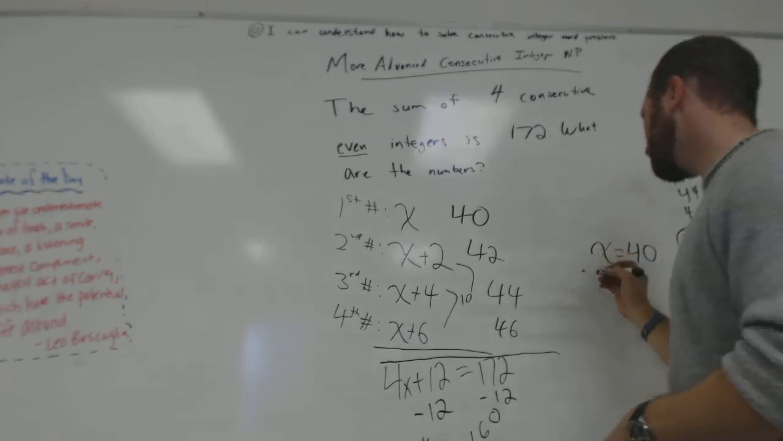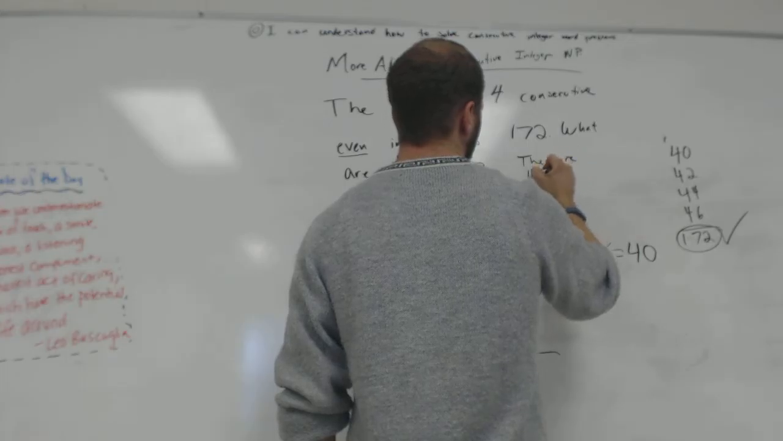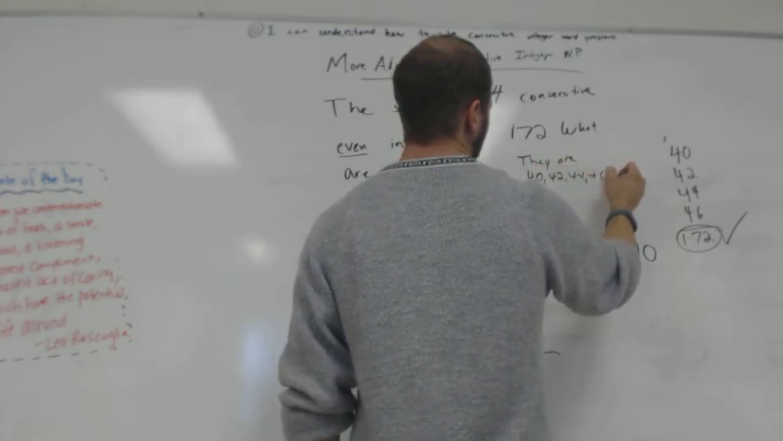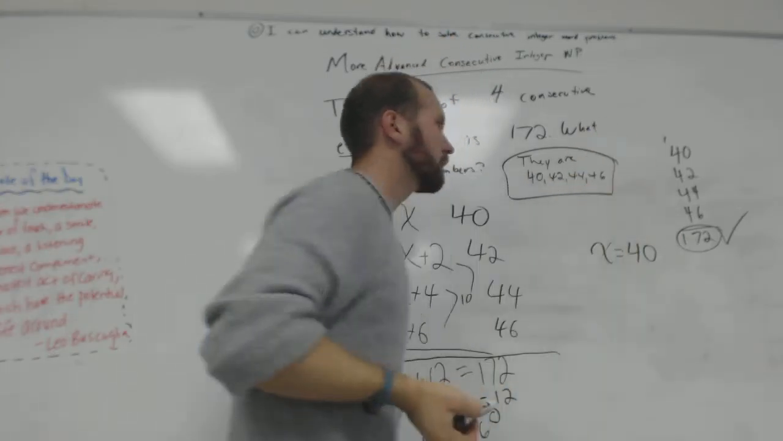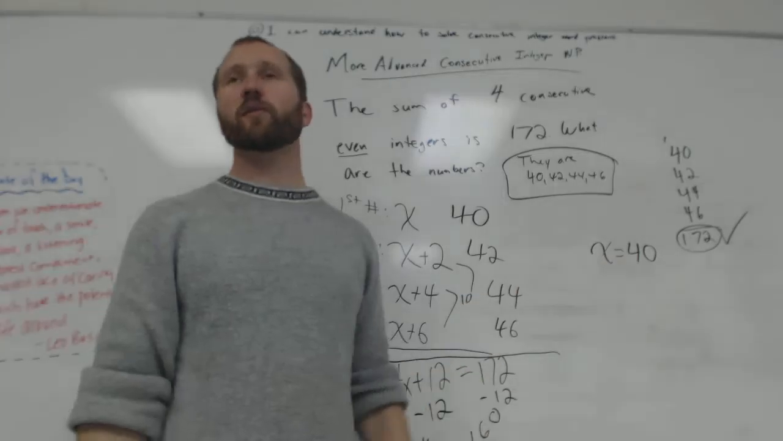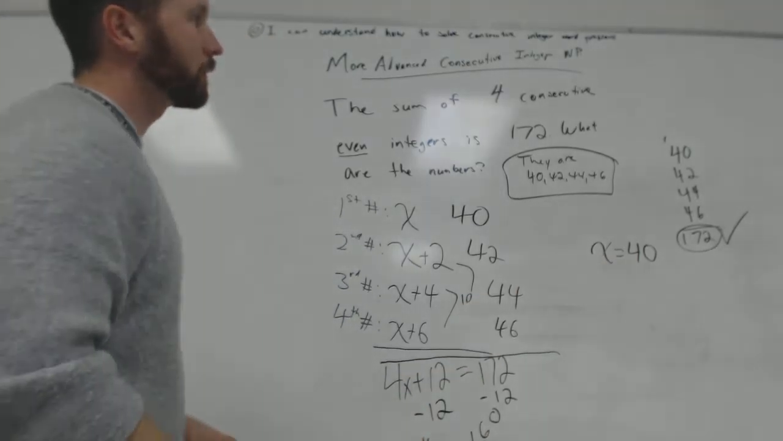So I can say they are 40, 42, 44, 46. That looks like bread. Put my numbers in the loaf of bread. Oh, that does look like bread.